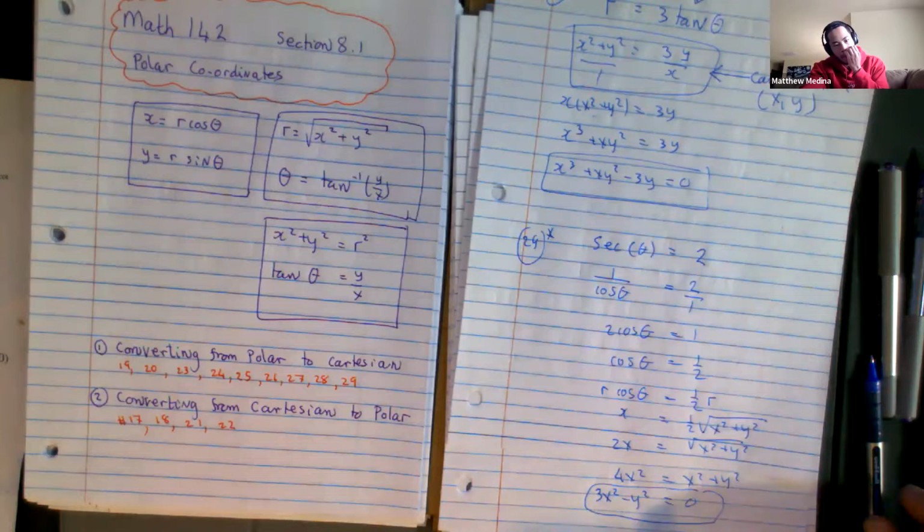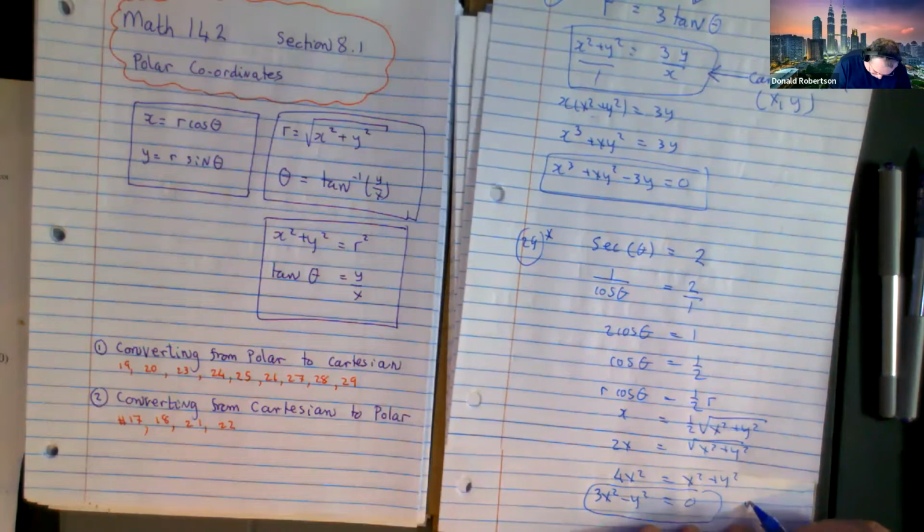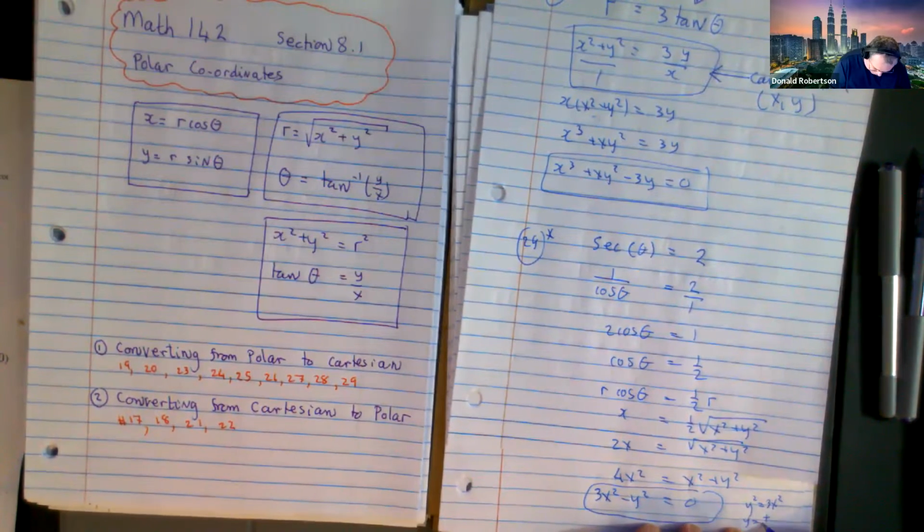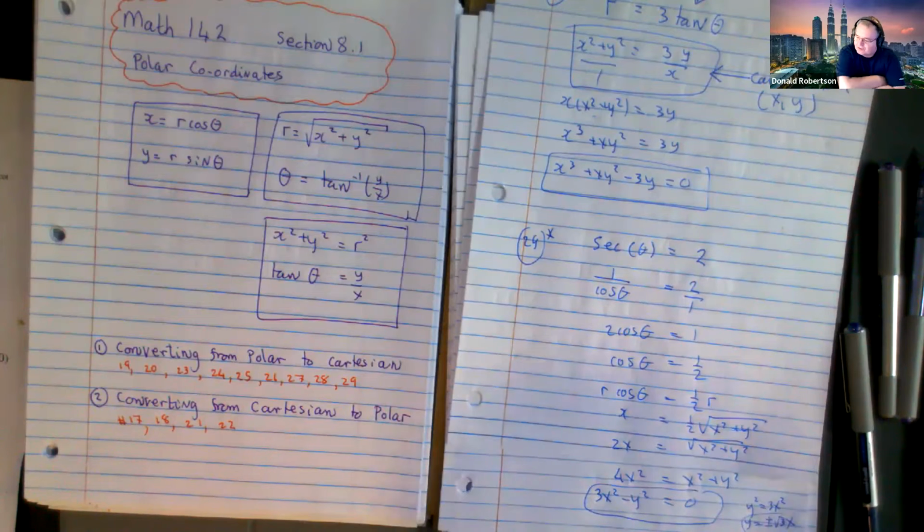Interesting. Oh, yeah, if you rearrange this one, you would get y squared equals 3x squared, which would get you y equals plus or minus root 3 times x. God, there's a lot of different versions of that same curve, isn't there? Depends on how you want to deal with it. Does it take that version?